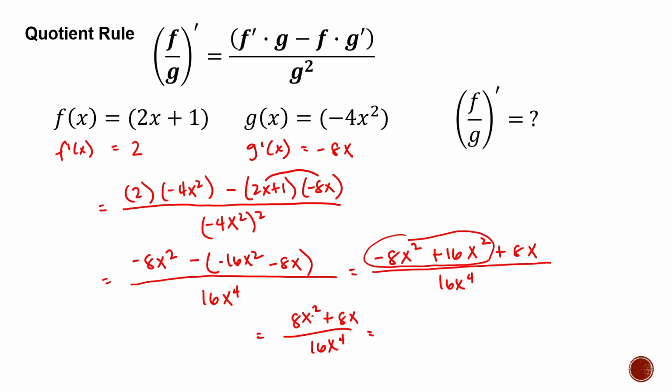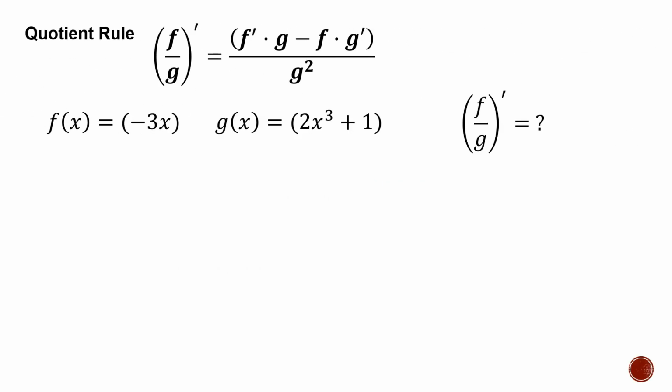So 8x squared divided by 8x is equal to x. Right? 8 divided by 8 is 1. X squared divided by x is x. Then 8x divided by 8x is just 1. 16 divided by 8 is 2. And then x raised to 4 divided by x is x raised to 3. So there you go, that's our final answer. Let's go to the second and last example.